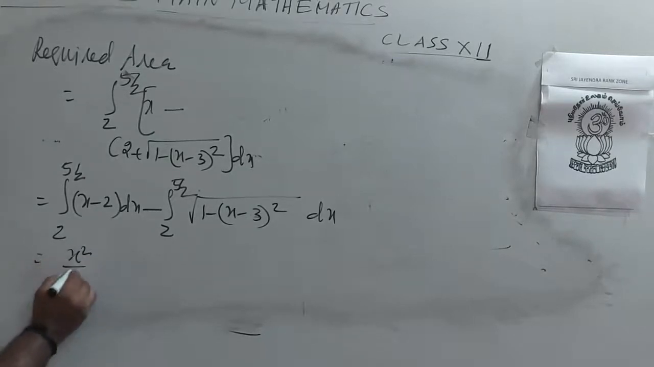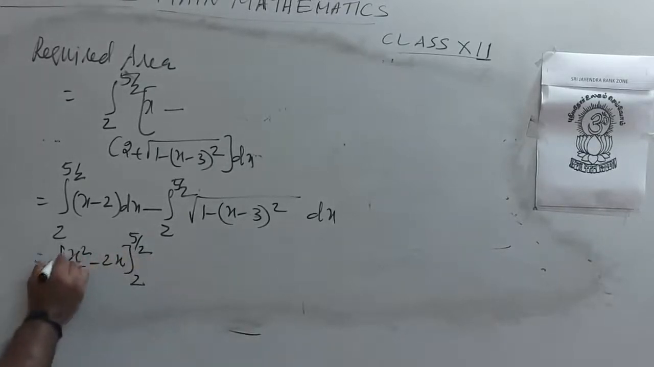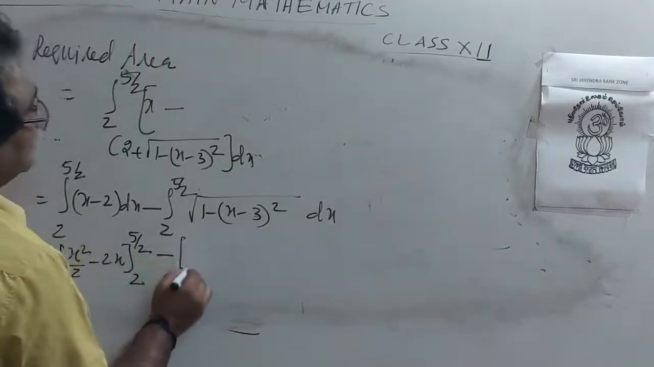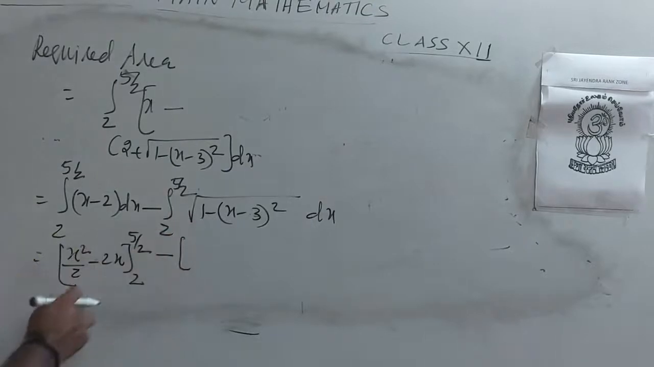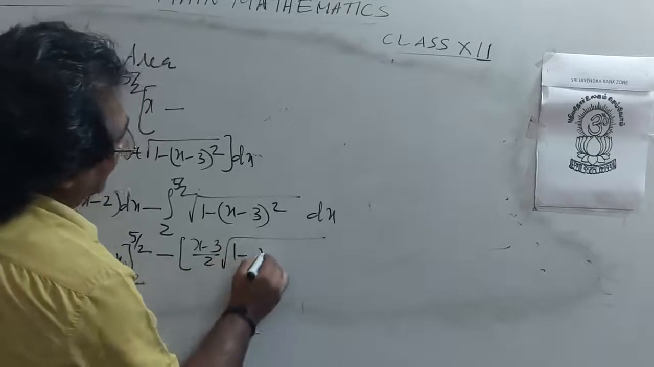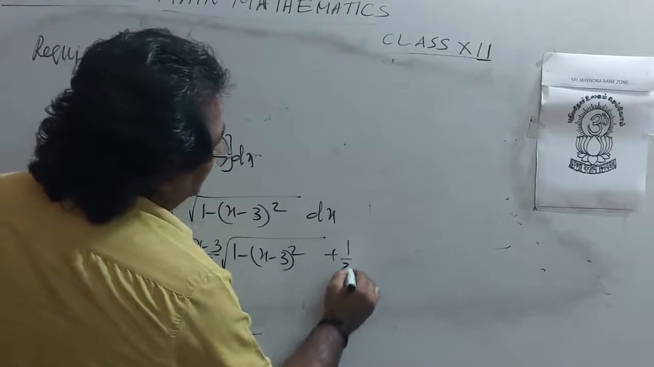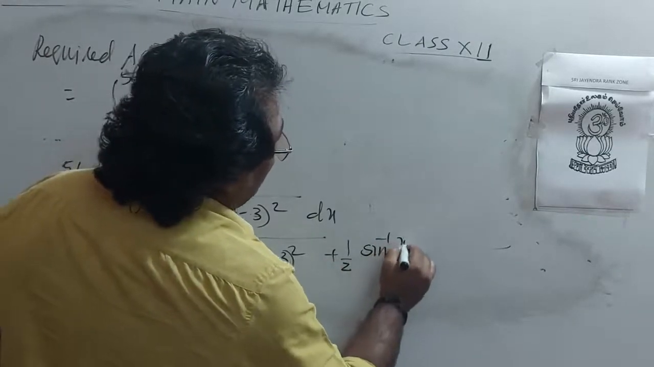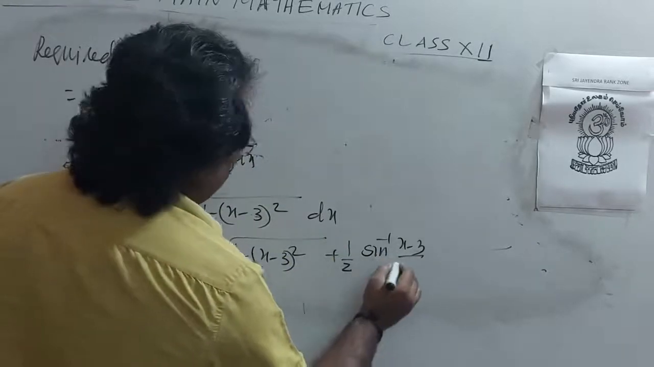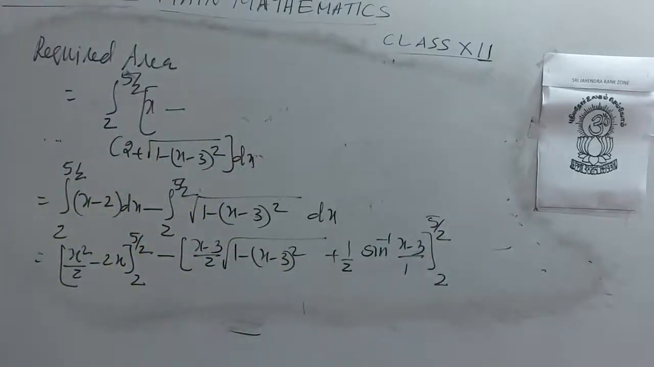So x squared by 2 minus 2x from 2 to 5 by 2, minus the integral of root of a squared minus x squared, that is x by 2 times root of 1 minus x whole square plus a squared by 2, that is 1 by 2, sin inverse of x by a, meaning (x minus 3) by a, from 2 to 5 by 2.